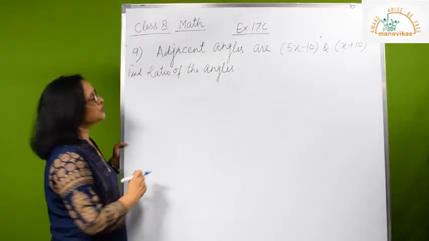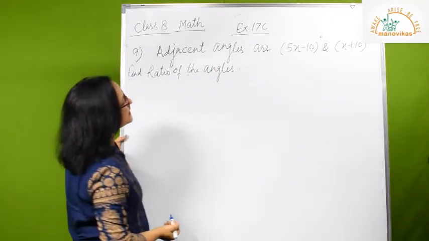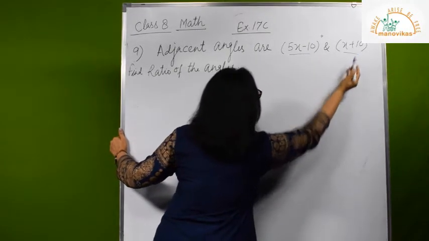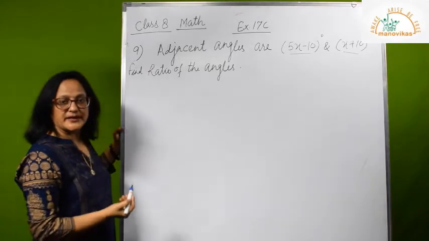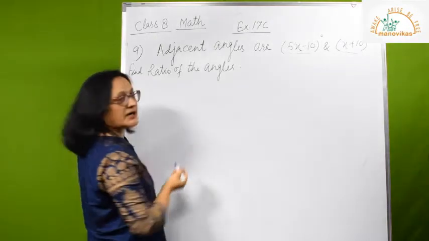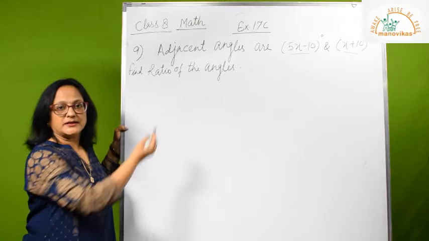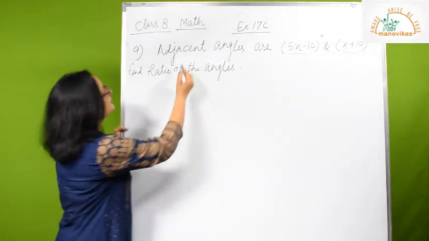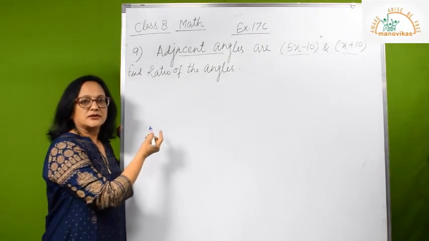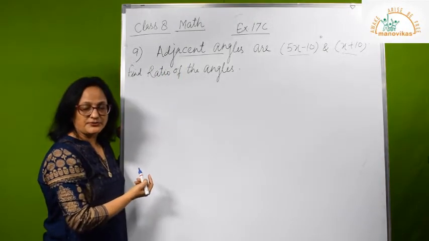Now I am taking question number 9. In this question, you are given 2 adjacent angles of a quadrilateral, and these angles are in variable form, 5x minus 10 and x plus 10. You have to find the ratio of these angles. So children, whatever type of angles are given to you, you will apply the property of the quadrilateral of those angles only. Here you are given adjacent angles of a quadrilateral. So we will use here the property of adjacent angles of a quadrilateral.